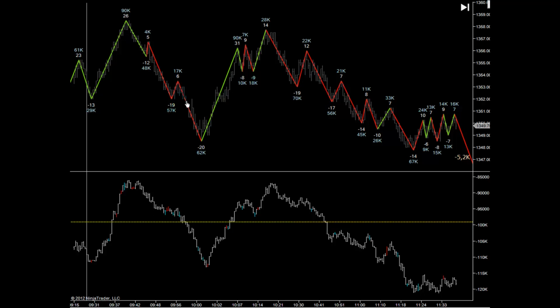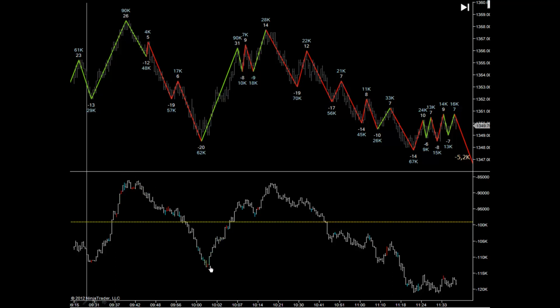Okay, and again, look at the delta on that pullback. It's simply, we're moving sideways a little bit, but there's really no delta move there. Now it's the reversal in the delta that tells you to switch your bias. So we can see a reversal in the delta here, and we can see a reversal in the delta there.